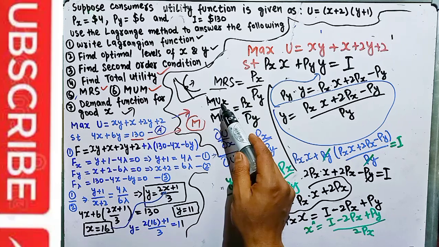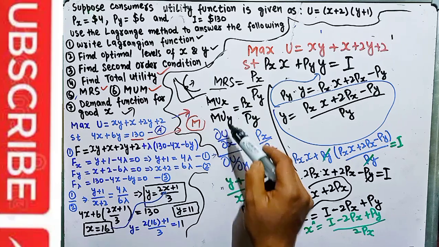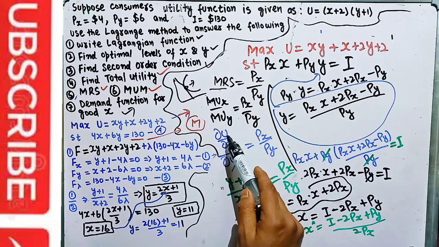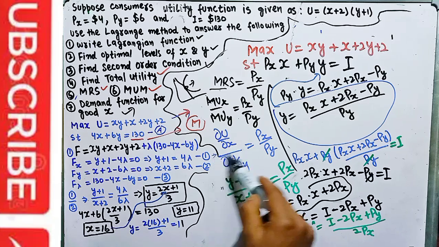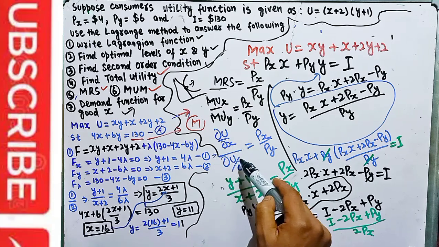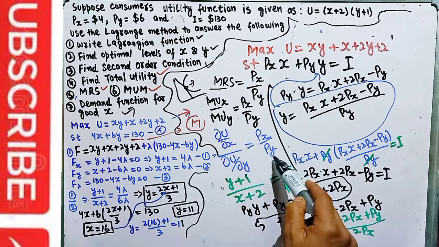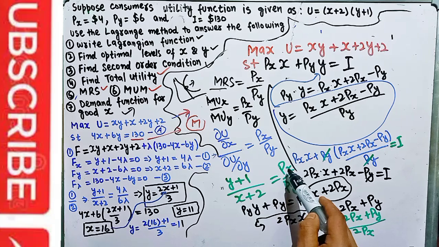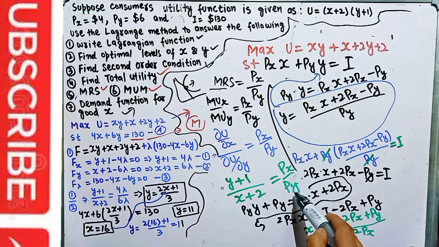So solving this, MRS is simply the ratio of the marginal utilities of good x and y. And what is the marginal utility of good x? That is simply the partial derivative of the utility function with respect to x, upon the partial derivative of the utility function with respect to y, which denotes the MUy. We equate it with the price ratio. So solving this, du upon dx is y plus 1, du upon dy is x plus 2. We equate it with price of x upon price of y. Solving for y.